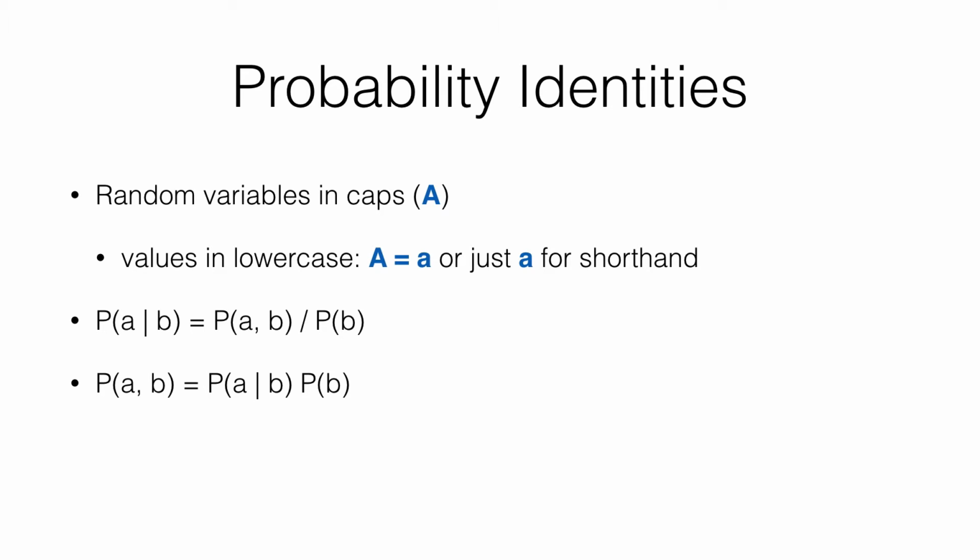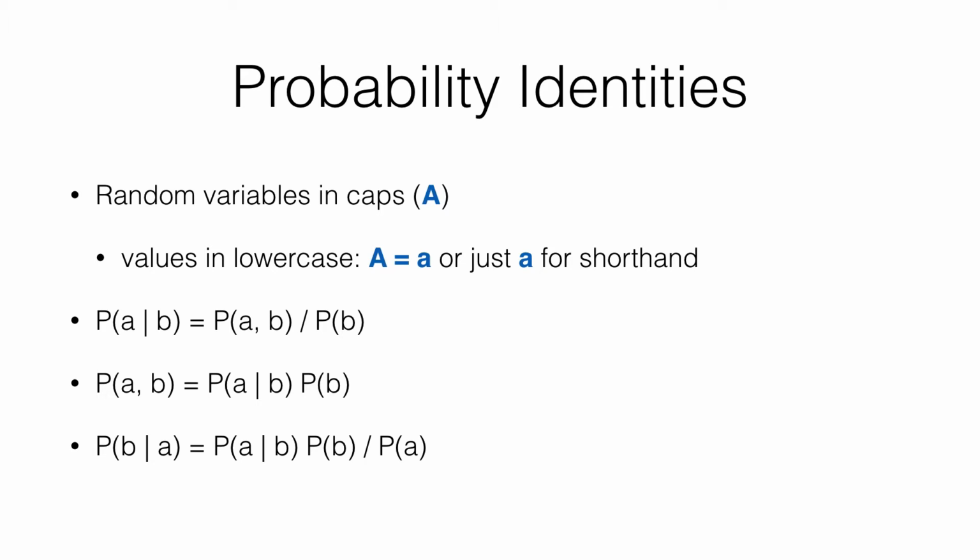And this is another identity. It's actually basically the same thing. You just multiply both sides of the equation above by the probability of B, and you get this other identity. It's sort of like the inverse. And then this last probabilistic identity is Bayes' rule, or Bayes' theorem, which is a fairly famous identity.